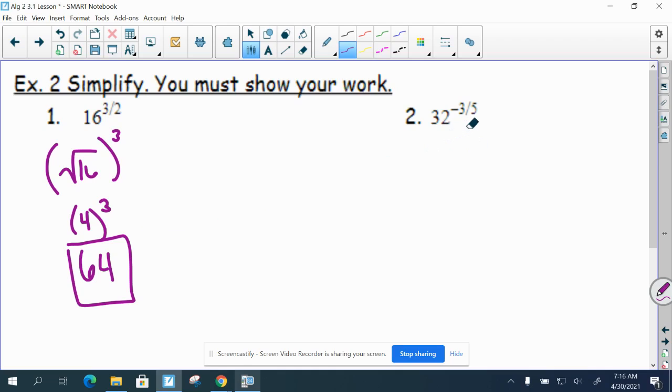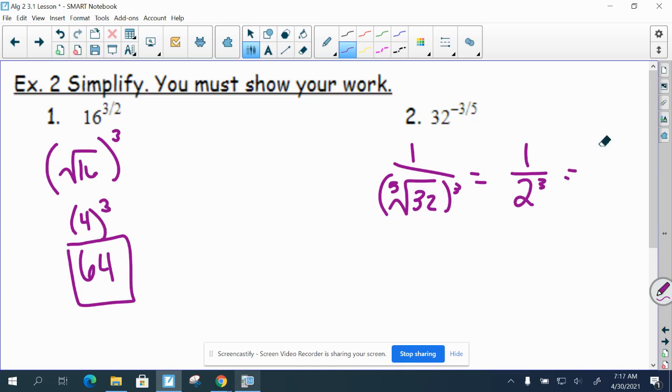All right, for this one, we didn't talk about this yet, but remember if you have a negative exponent, then you have to put that number over 1 or under 1. So this would be 1 over the 5th root of 32 to the third power. So you know that the 5th root of 32 is 2, so we've got 1 over 2 to the third power, which would be 1 over 8.